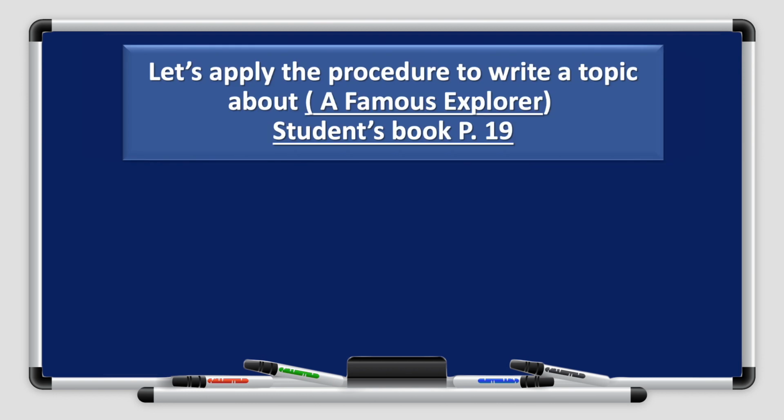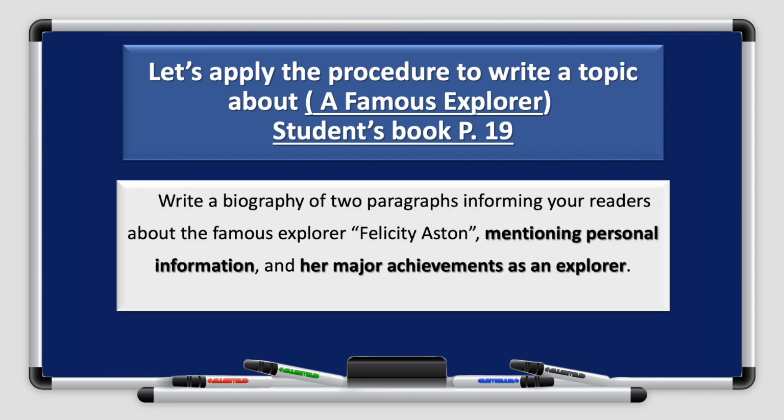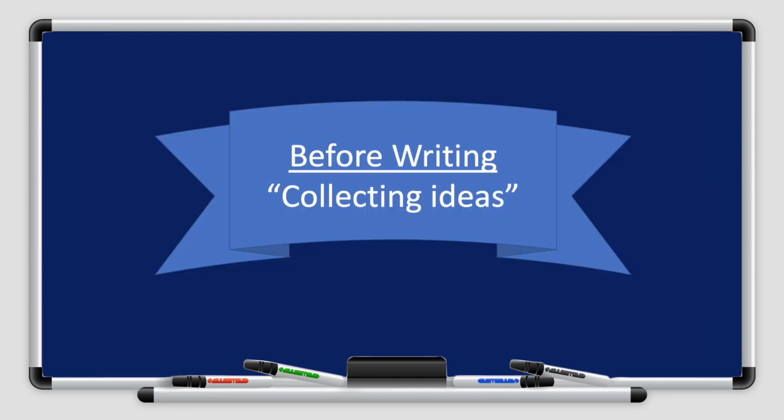Now that we've gone through the writing process, let's apply the procedure to write a topic about a famous explorer. You can find this task in your student book, page 19. The task tells you to write a biography of 2 paragraphs informing your readers about the famous explorer Felicity Aston, mentioning personal information and her major achievements as an explorer. Let's start.